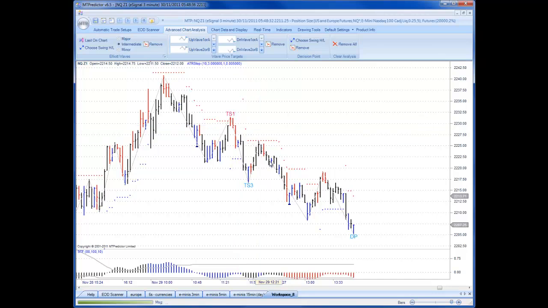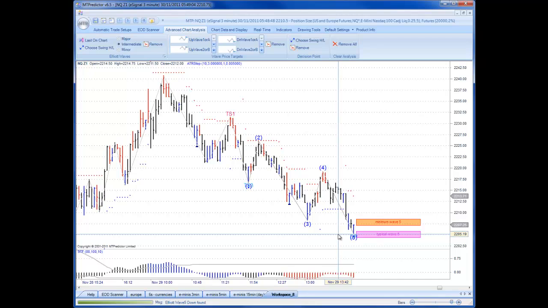If we look at this swing down here, remember we're anticipating this to be a wave 3. What do we know about wave 3s? Well, we know they should divide into a minor 5-wave pattern. So let's take a look. In MTPredictor, placing the Elliott waves on the chart is really easy. Elliott wave tool, we click on intermediate, we click choose swing high or low, we come down here, click on this low, and lo and behold, MTPredictor has found that this decline was a 1, 2, 3, 4, 5.